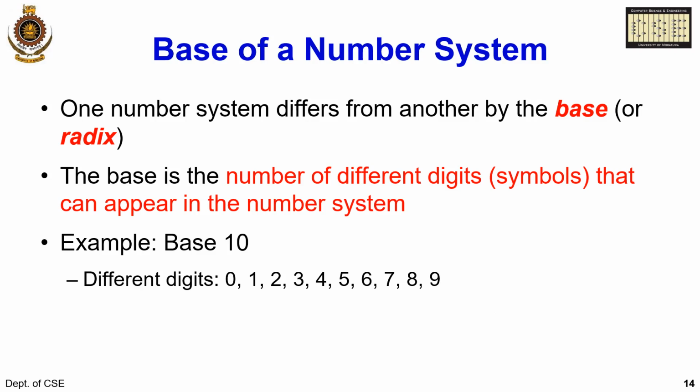What do we mean by the base of a number system? It's also called the radix, and that's a critical feature of any number system, right? One number system differs from another by the base or the radix. The base is the number of different digits or symbols that can appear in that particular number system. For example, in the base 10 number system, the decimal number system, we have 10 different digits, right? 0 to 9.